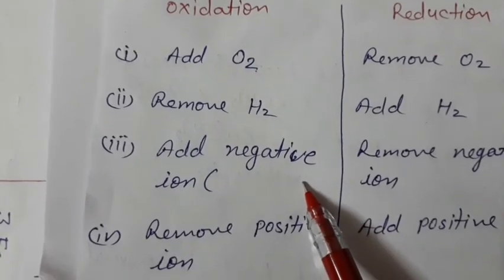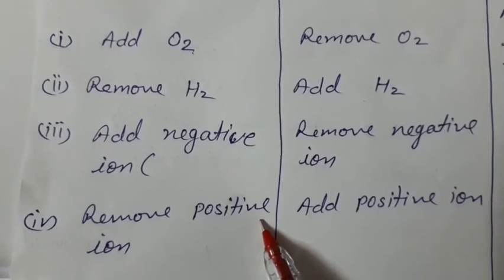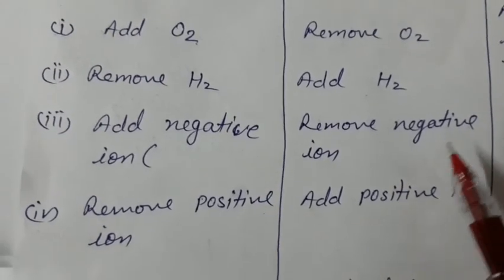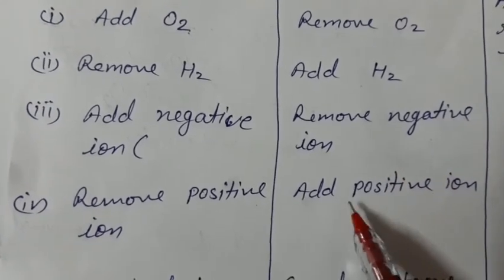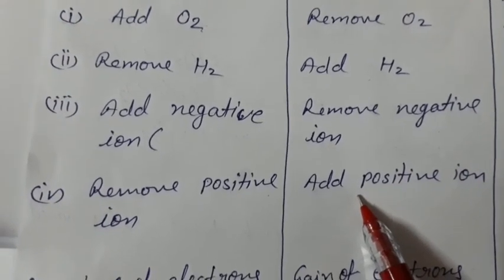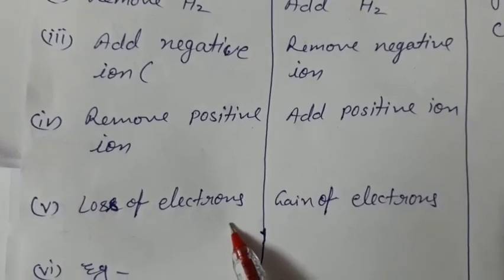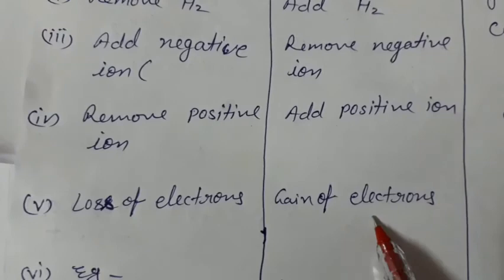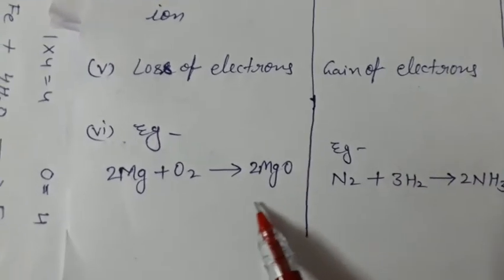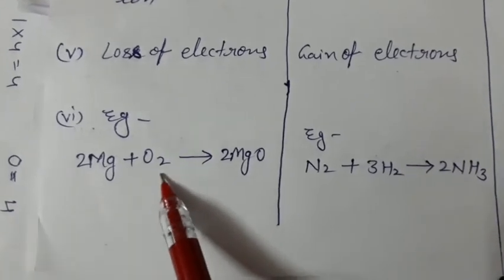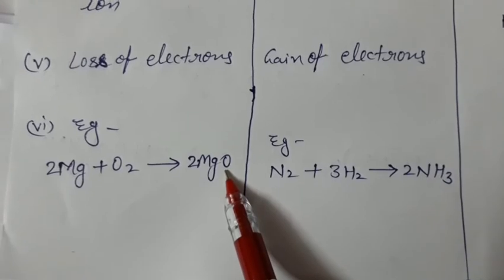Any negative ion added or positive ion removed, that is oxidation. Negative ion removed or positive ion added, that is reduction. And loss of electrons, oxidation. Gain of electrons, reduction. Examples we can take, just like Mg reacting with O2 and forming magnesium oxide, MgO.